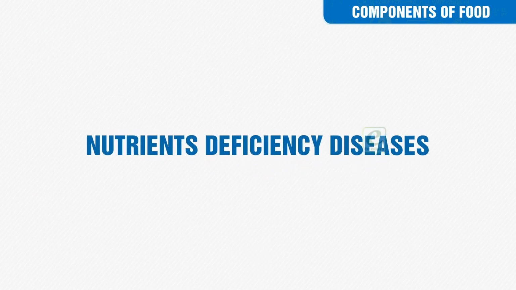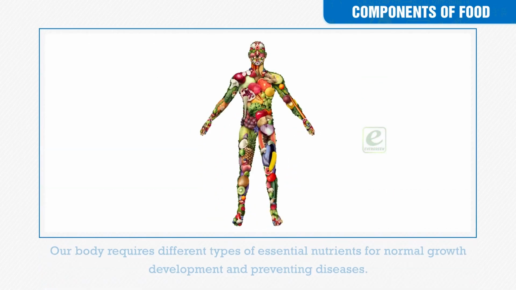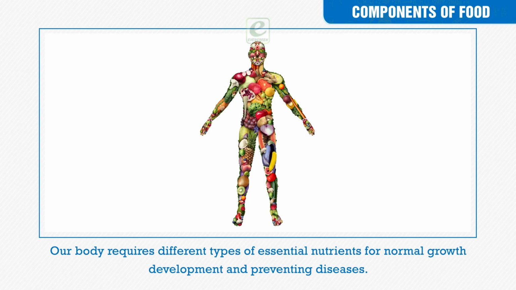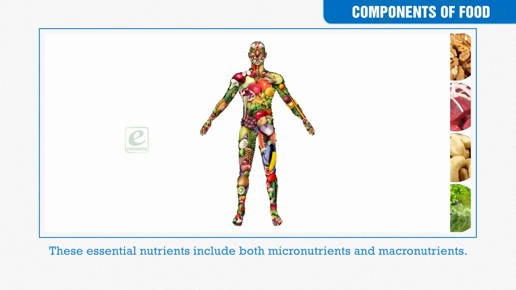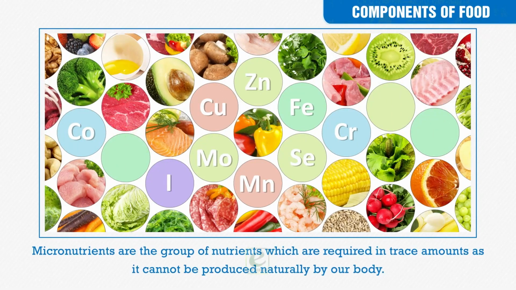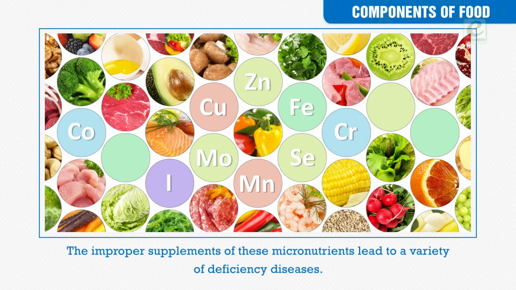Nutrients deficiency diseases. Our body requires different types of essential nutrients for normal growth, development, and preventing diseases. These essential nutrients include both micronutrients and macronutrients. Micronutrients are the group of nutrients which are required in trace amounts as it cannot be produced naturally by our body. The improper supplements of these micronutrients lead to a variety of deficiency diseases.